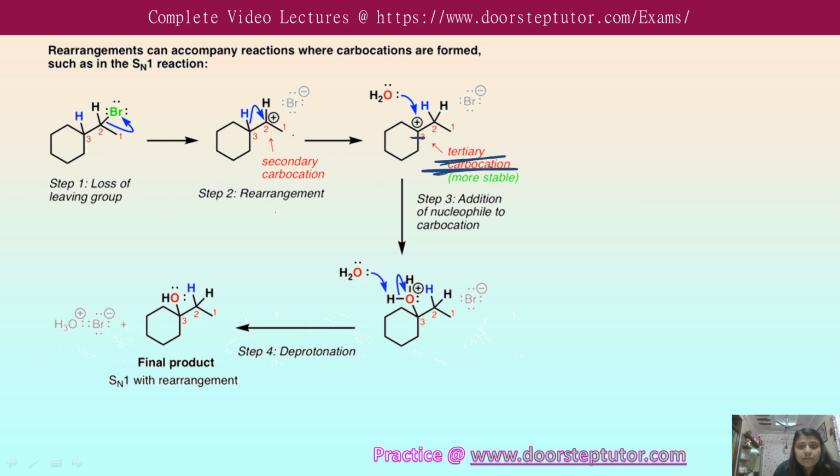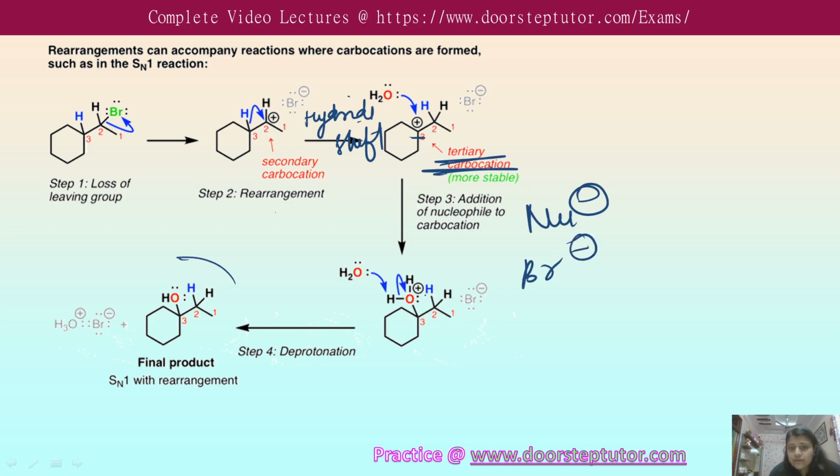The tertiary carbocation is formed by the hydride shift. As the tertiary carbocation is formed by the hydride shift, there is a nucleophilic addition. So the nucleophile adds. A nucleophile is bromine.